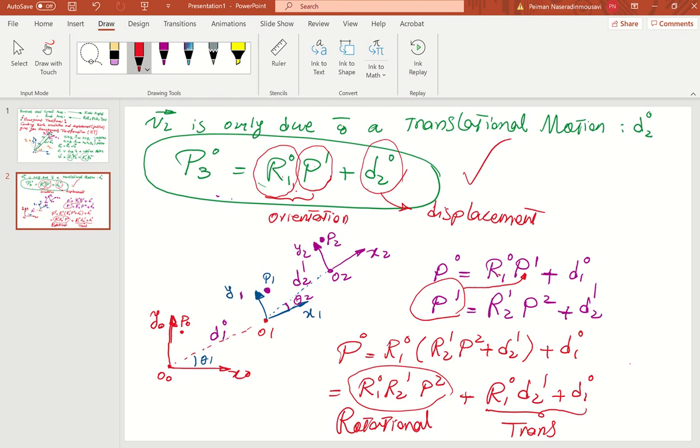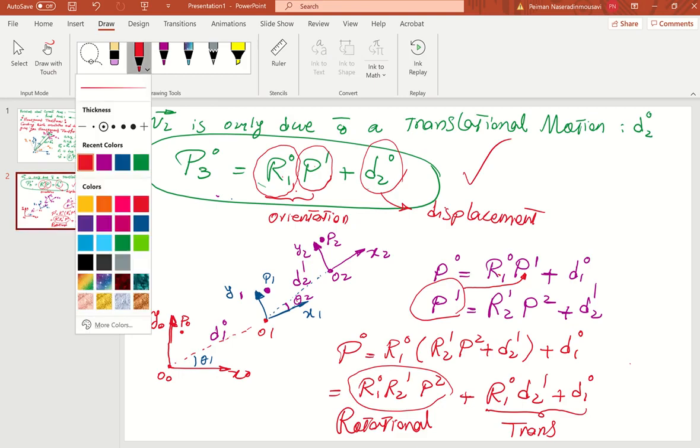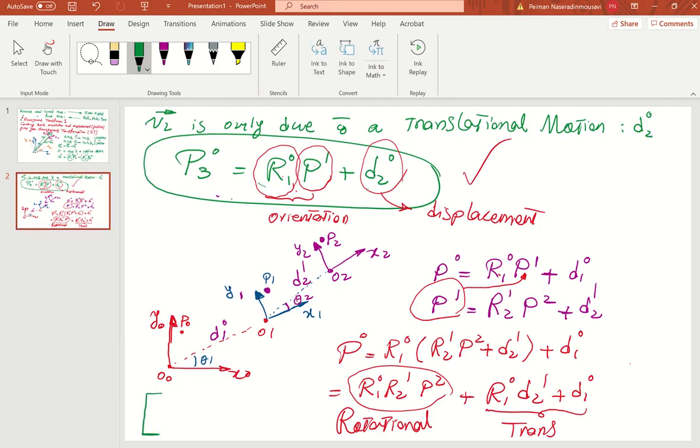So you can, let me change the color. You can show it in the matrix form. You can show it in this form. See, r1 with respect to 0, r2 with respect to 1, and now this d1 with respect to 0 plus r1 0, d2 with respect to 1, 0 and 1. Here we go.